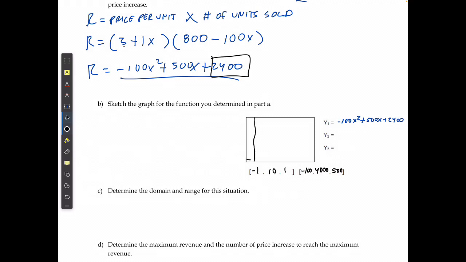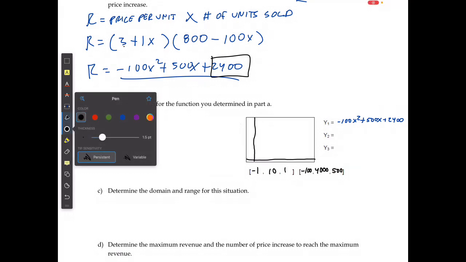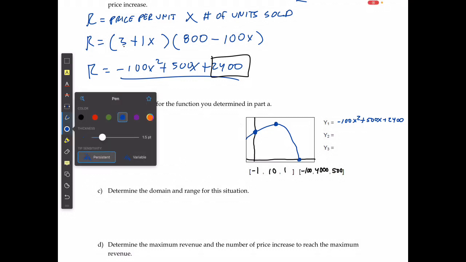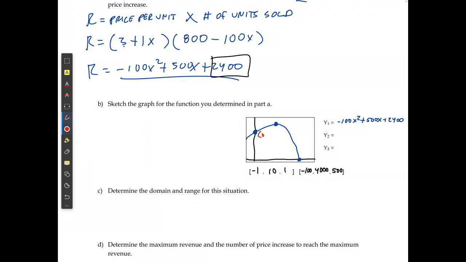And when I do that, I'm going to get something like this, where I'm going to graph it out. It's going to look something like this. I got my vertex, I got my y-intercept, I got my x-intercept. And my points are going to be at 0 and 2400, at 2.5 and 3025, and at 8 and 0.